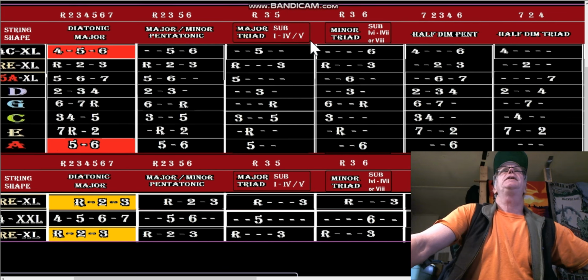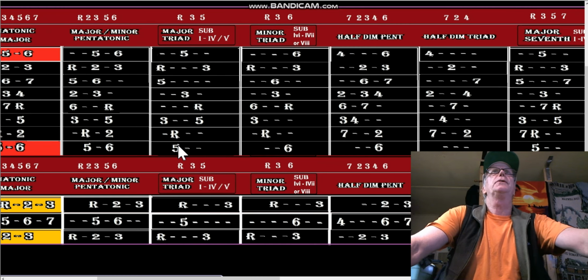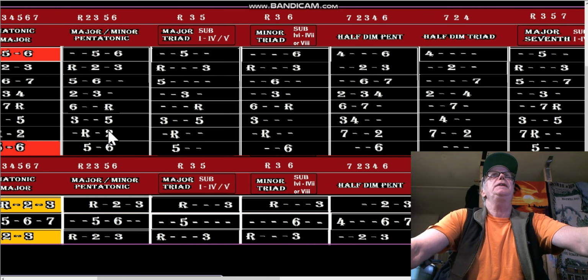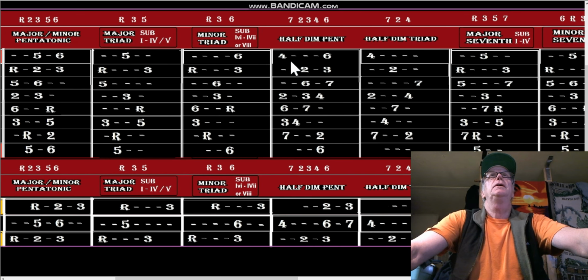And let's get to the actual major triads. So now we're removing the second and the sixth. Okay, so we don't have our minor anymore. We still have the third, but we just have 5 root 3, 5 root 3. Over here, replace that 5 with the sixth, and we get our minor triads.